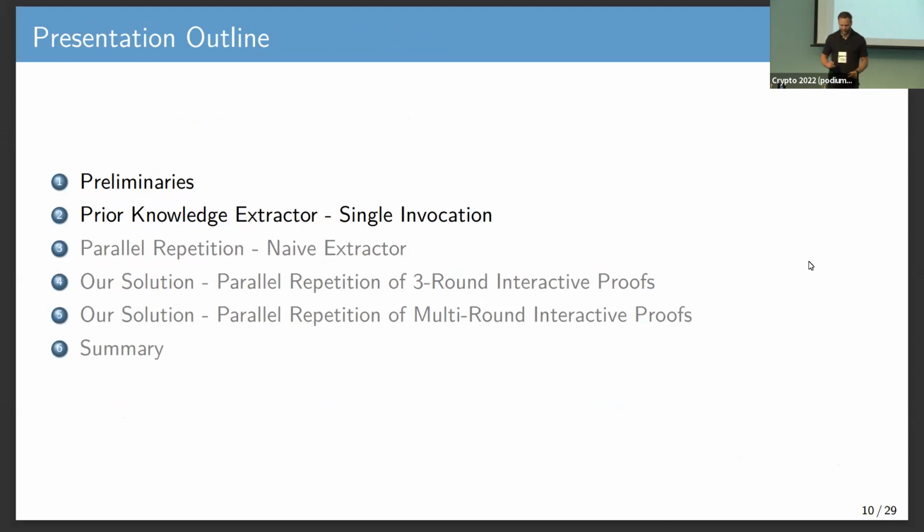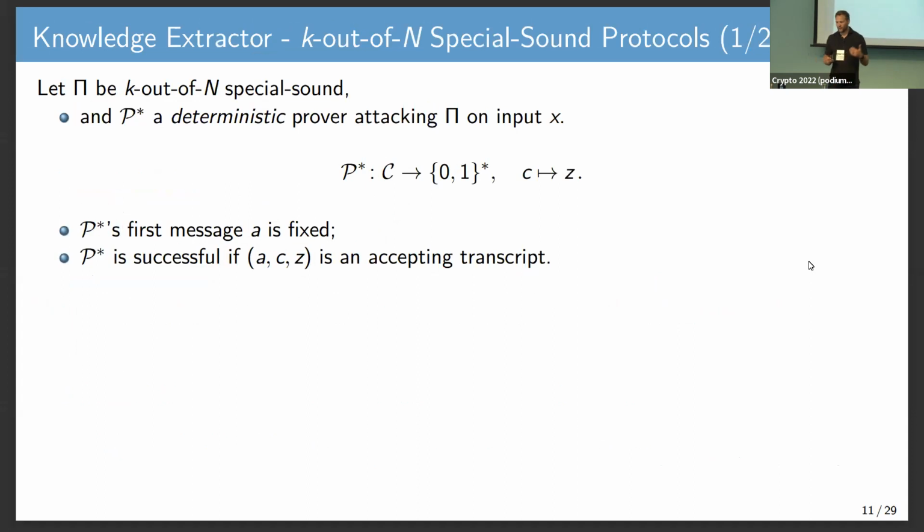So let us look at a very simple knowledge extractor for 3-round interactive proofs. Let pi be such an interactive proof, k-out-of-n special sound. It has 3 rounds. And let P star be a deterministic prover that attacks this protocol. Then P star can be seen as a deterministic function that takes as input the challenge c, and outputs a bit string z. So z is basically the third message of the protocol. And the first message of P star is always the same. It's always a, because it's a deterministic prover. And P star is successful if this transcript (a, c, z) is accepting.